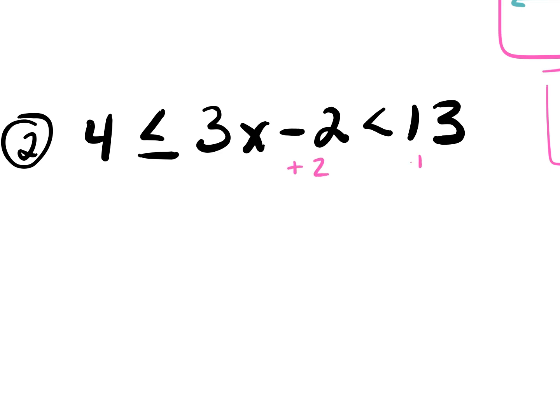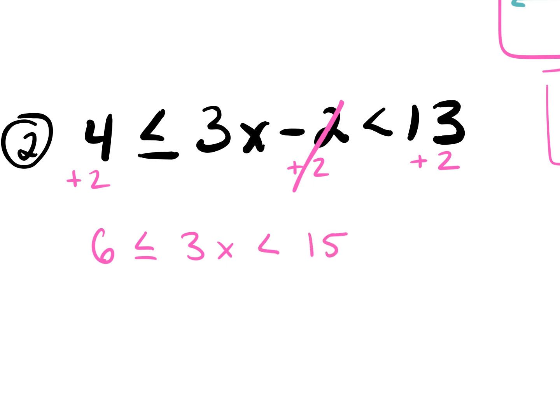Add 2 to both sides, but not just both sides. I'm going to add it to all 3 sides. In the middle, it's going to cancel, and then I got to add it to the left and to the right. So 4 plus 2 would be 6, is less than or equal to 3x, which is less than 15.